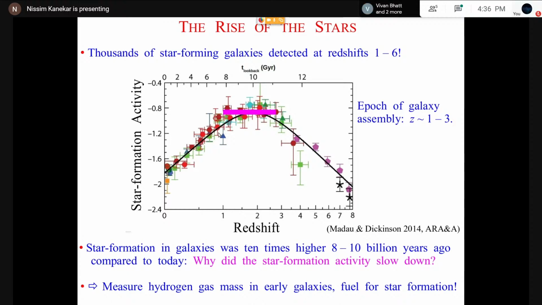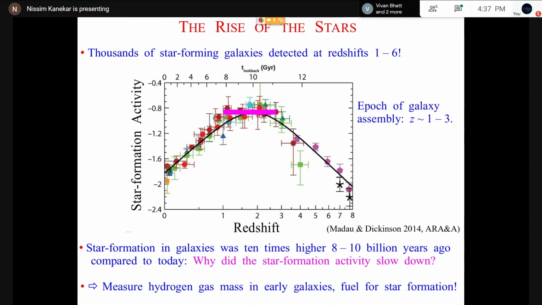And in fact, this epoch between redshifts of 1 and 3, about 8 billion years ago to about 11 billion years ago, is called the epoch of galaxy assembly. If you look at stars in the universe today, about half the stars in the universe today were formed during this period, redshifts of 1 to 3, or 8 to about 11 billion years ago. That's the epoch of galaxy assembly. So the star formation activity was about 10 times higher between 8 and 10 billion years ago compared to today. We know this from data.